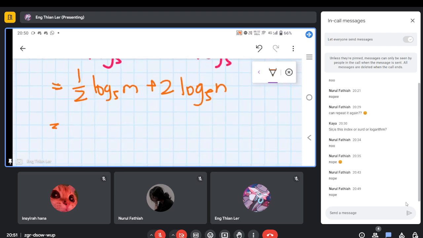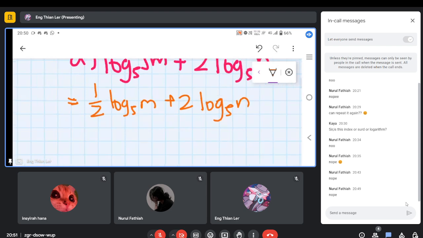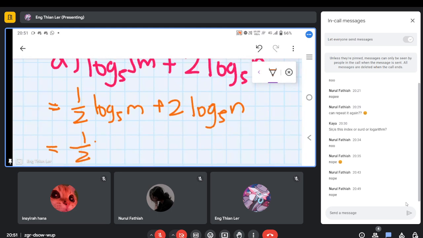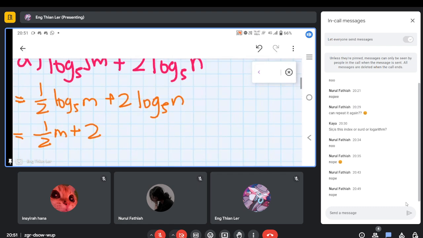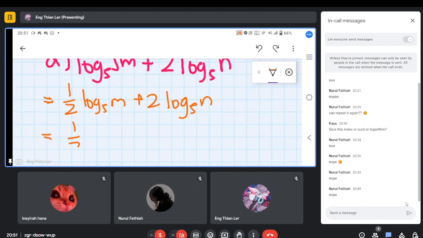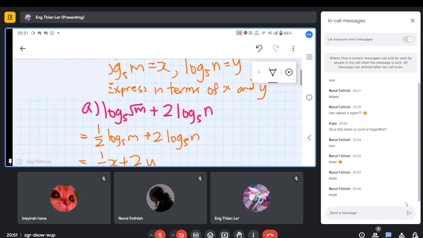So this is very straightforward. It's pretty easy. I'm afraid SPM won't come up with a question like this because it's too easy. So wait, this is not m, this is x. 1 over 2 x plus 2, wait, 2y. Just that.